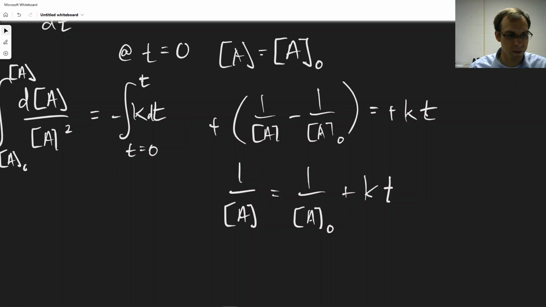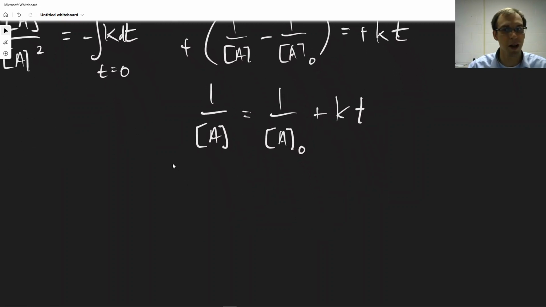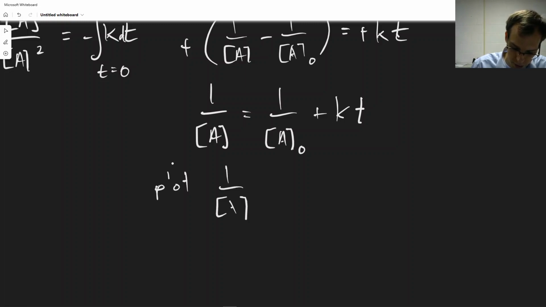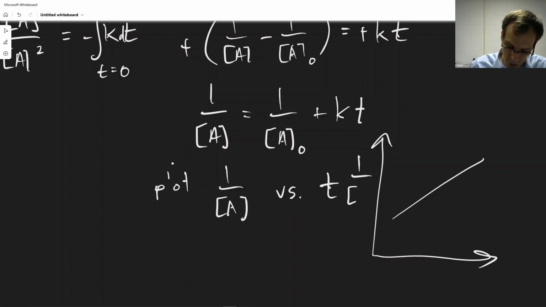So for the first order, we would need to plot the natural log of the concentration versus time to get a straight line. Here we would need to plot 1 over the concentration versus time, and that would give us a slope of k. And unlike the other plot, it would give us a positive slope, so k would be positive here. So this would be 1 over our concentration, and time along our x-axis.